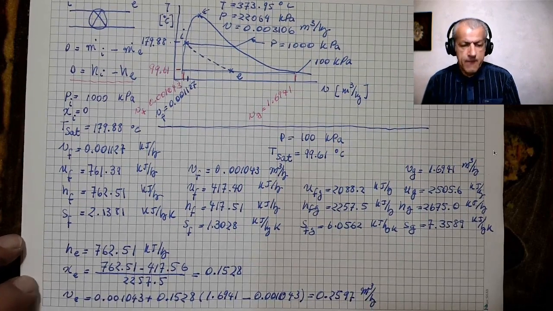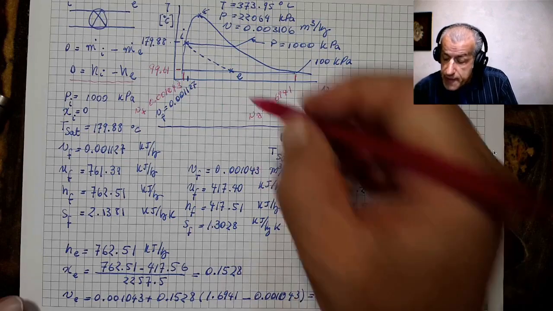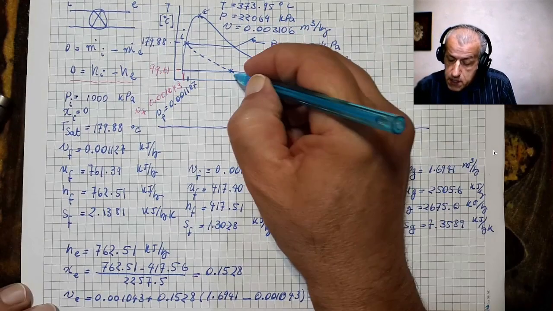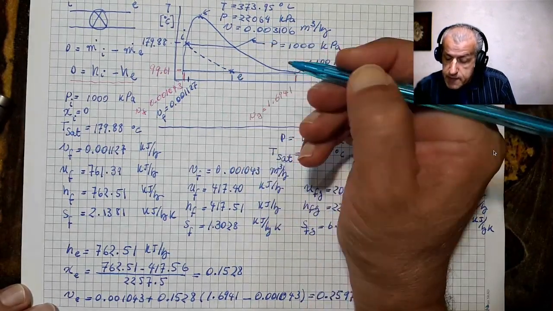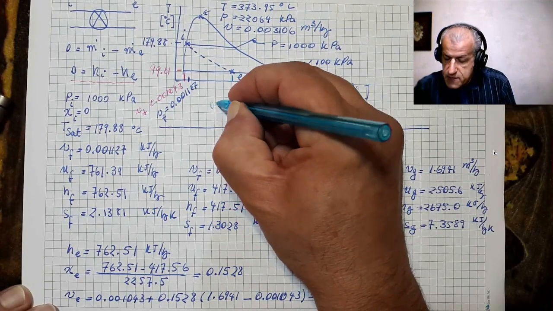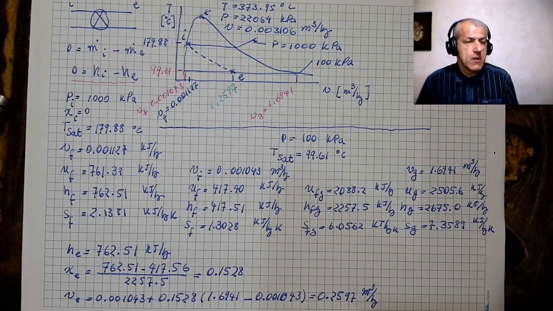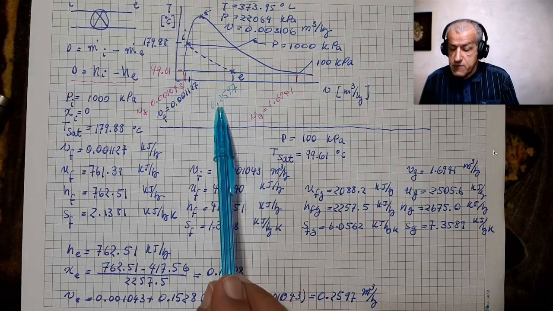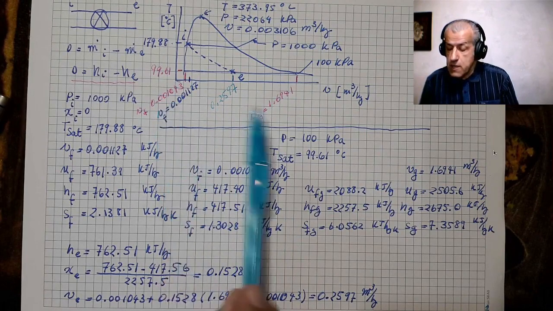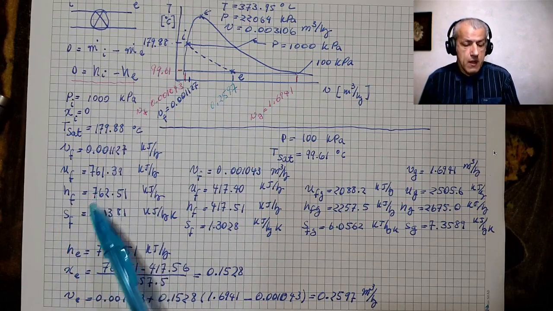That is the value at E, which I should show just here. It is here, and it is 0.2597. This is the specific volume, which is somewhere between the specific volume at saturated liquid and saturated vapor. This is the specific volume at the exit.